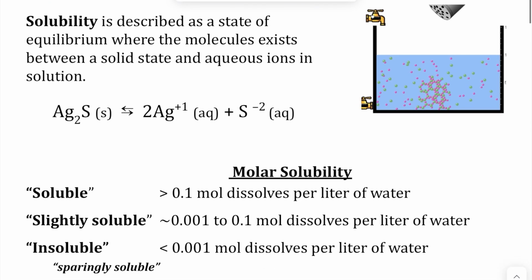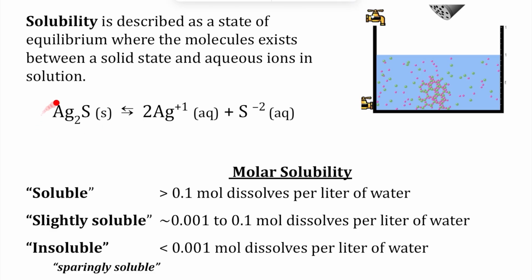So we've been talking about equilibrium in this unit, and we wrote equilibrium expressions. Now we're going to look at a specific type of equilibrium, which is solubility. So solubility is described as the state of equilibrium where the molecules exist between a solid state and aqueous ions in a solution. We've talked about so far this year that something is soluble or insoluble, but really it is more complicated than that.